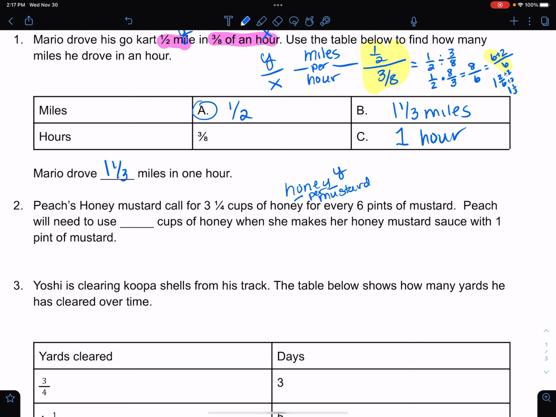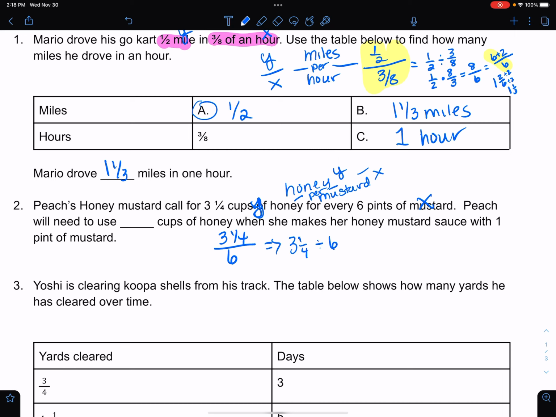Again, honey is my Y, mustard is my X. Do I need to know that? Later I will. Okay. So I am going to do a division problem. Y divided by X. So I'm going to plug in my Y, 3 1/4 divided by 6, which is my mustard. That's a division problem. So I am going to go over and say 3 1/4 divided by 6.